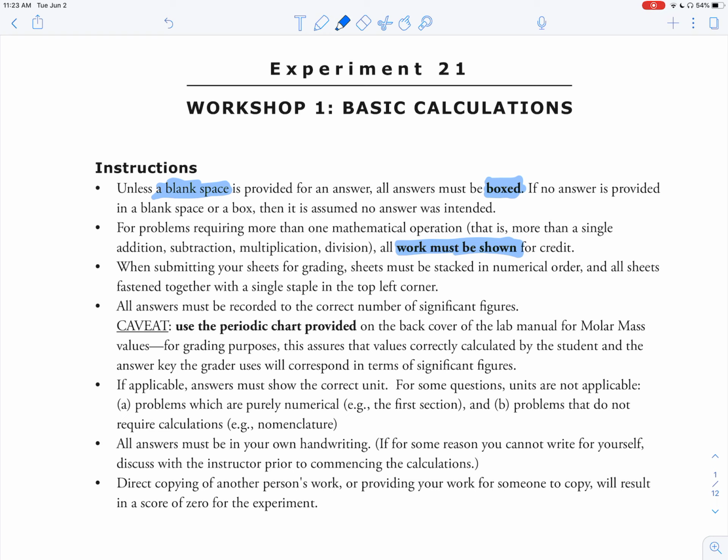When you submit this in the end, make sure that you submit them in alphabetical order. Obviously, you're submitting this online, so don't worry about the staple in that respect.